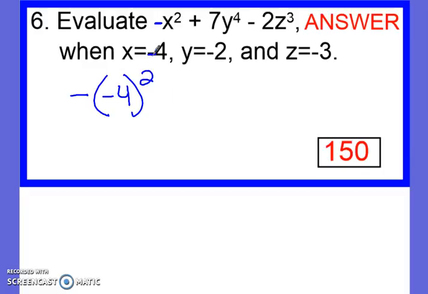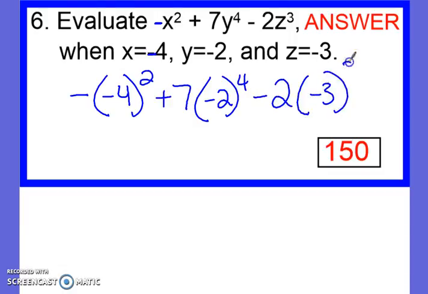People forget that. Plus 7, my y is negative 2 to the 4th, minus 2, the z is negative 3 to the 3rd. I promise you, if you put that into your calculator exactly as you see it, you will get 150. If you get an error message, it's because you used a minus sign when you should have used a negative, or vice versa. You use a negative sign when you should have used a minus sign. Okay, so if you're confused about that, come see me or your teacher.